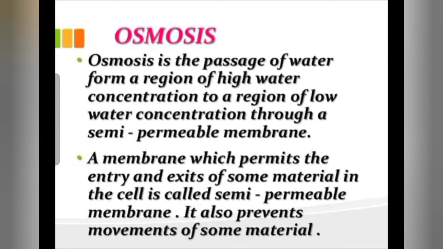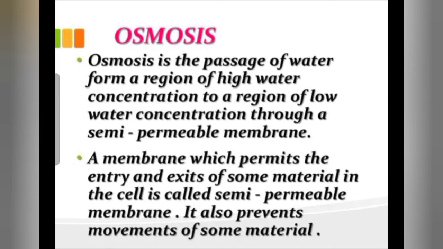In unicellular freshwater organisms and most plant cells, they tend to gain water through osmosis. So osmosis is the passage of water from a region of high water concentration to a region of low concentration through a semi-permeable membrane. A membrane which permits the entry and exit of some material in the cell is called a semi-permeable membrane. It also prevents movement of some materials. Absorption of water by plant roots is also an example of osmosis.